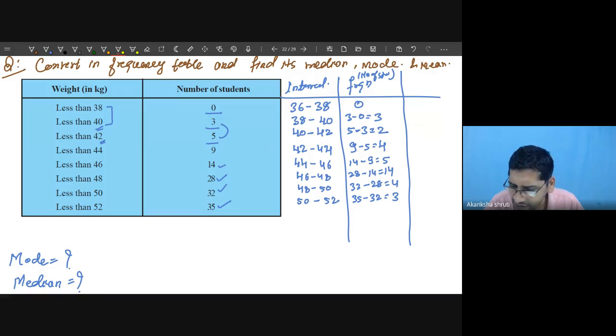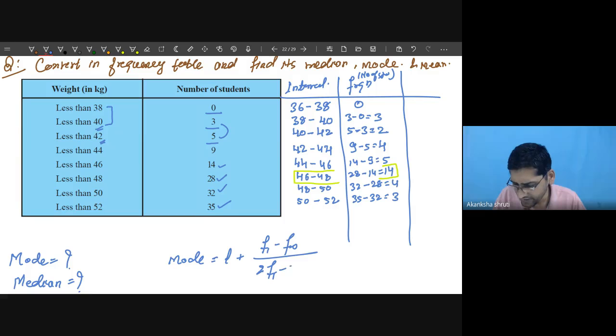You need the highest frequency, the modal class. So not the cumulative frequency. For mode, the highest frequency here is 14. So our modal class is this one. So write the mode is equal to lower limit of modal class plus f1 minus f0 divided by twice of f1 minus f0 minus f2, into h.